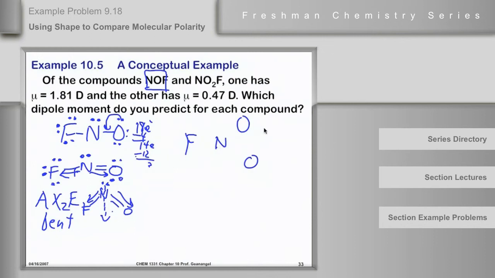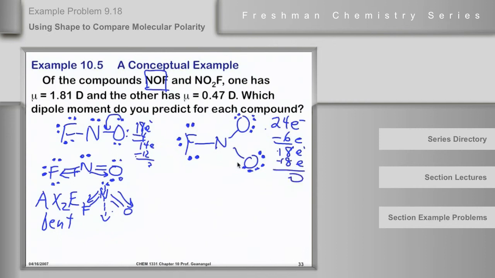Now we have 24 electrons. And I'm going to put in my single bonds. Here are my single bonds, 3 of them. So that's 6 electrons, and that leaves us with 18 electrons. So we're going to 2, 4, 6, 8, 10, 12, 14, 16, 18. 18 minus 18 is nothing.